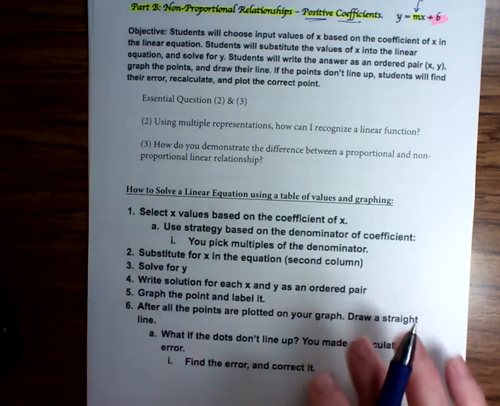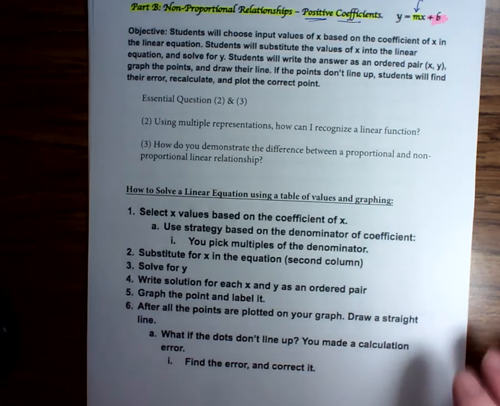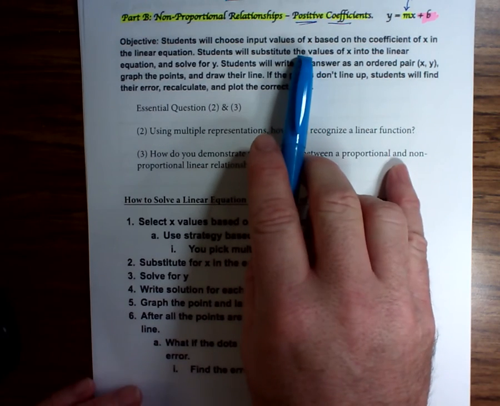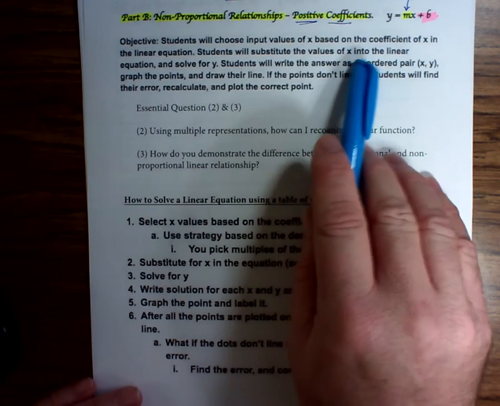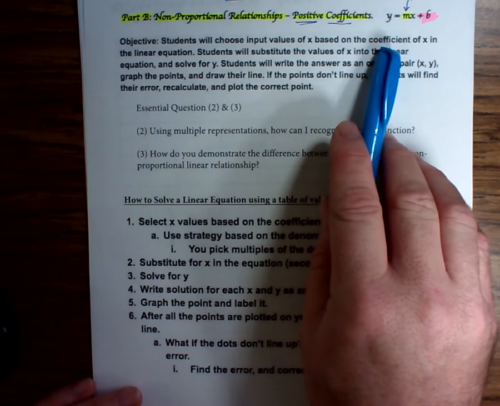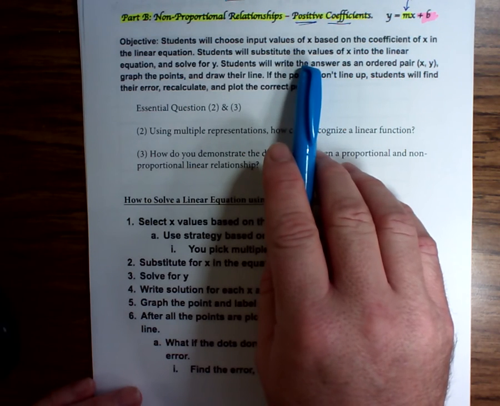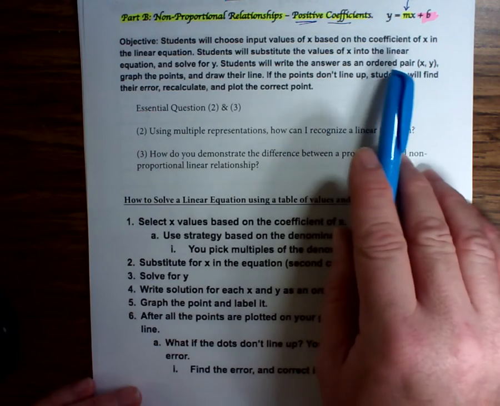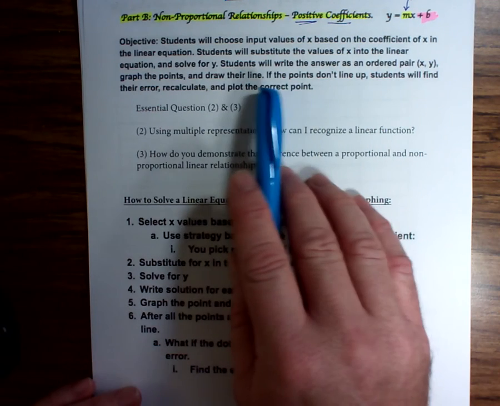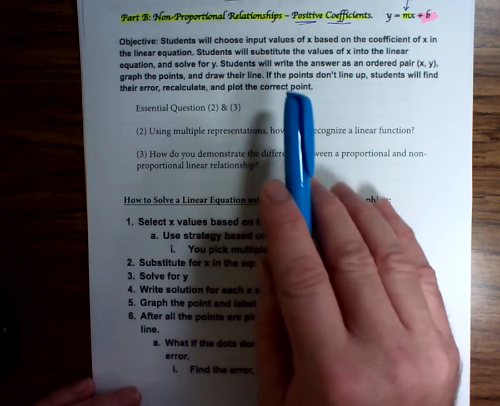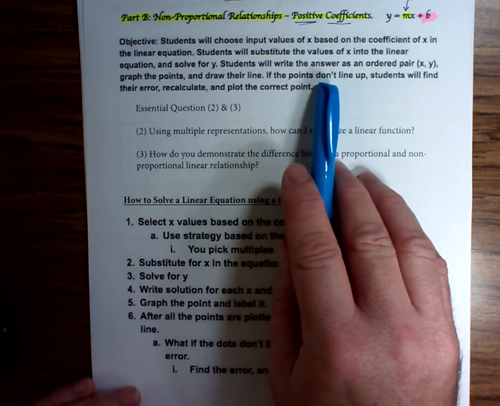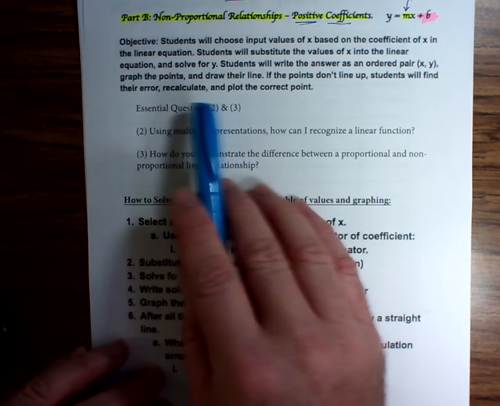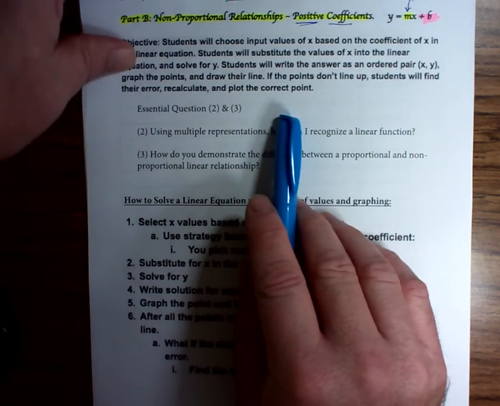Okay, so we're still going to go through this objective. We're going to choose input values. Sometimes I'll give them to you initially based on the coefficient. We're going to look at the coefficient. And then we substitute the values in and we solve for y. We write that answer as an ordered pair. We graph the points and draw the line. Now, if the points don't line up, then there is an error somewhere, and you need to find that error. You recalculate and plot the correct point.